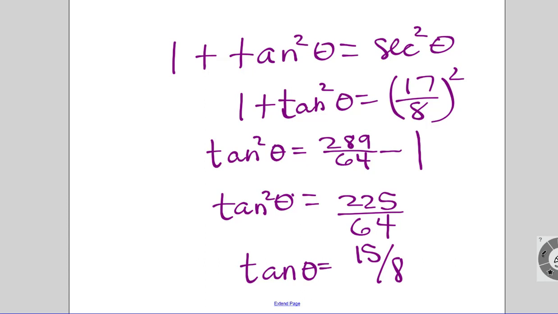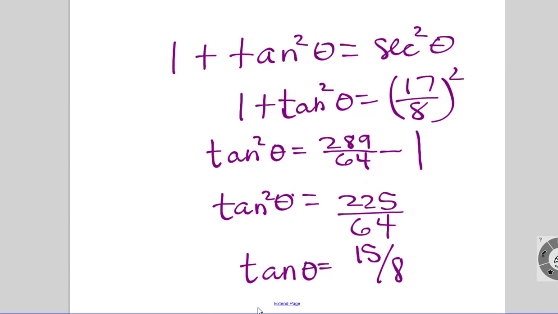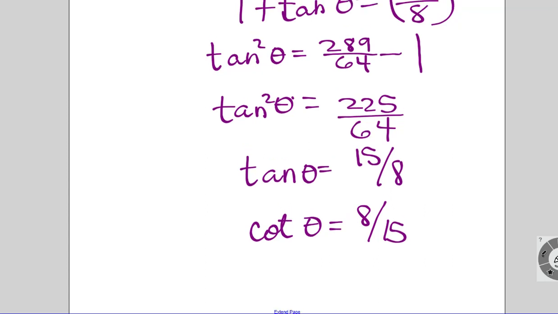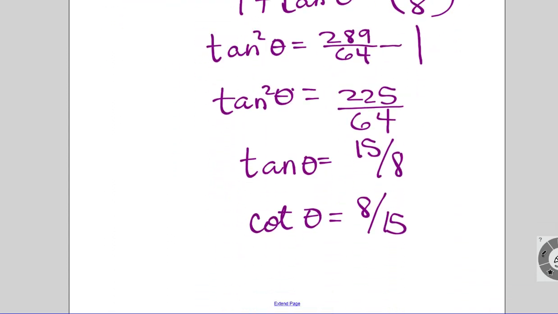Okay, but what we were trying to find was cotangent. And so we know cotangent is just the reciprocal. If tangent theta is equal to 15 over 8, then cotangent theta is equal to 8 over 15. And I'm going to check to make sure that matches up with the quadrant I'm in. I'm still in quadrant 1, so this is my final answer. It'd be 8 over 15, positive.